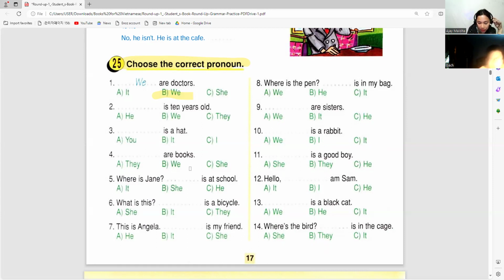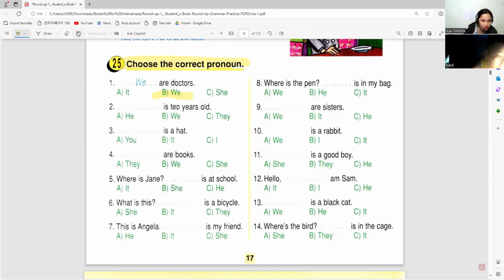Hello, what are you doing? Wangbak, what are you doing? Okay, number two, what's your answer, please? He is 10 years old. Okay, that's right. The correct answer is A. Next, number three.